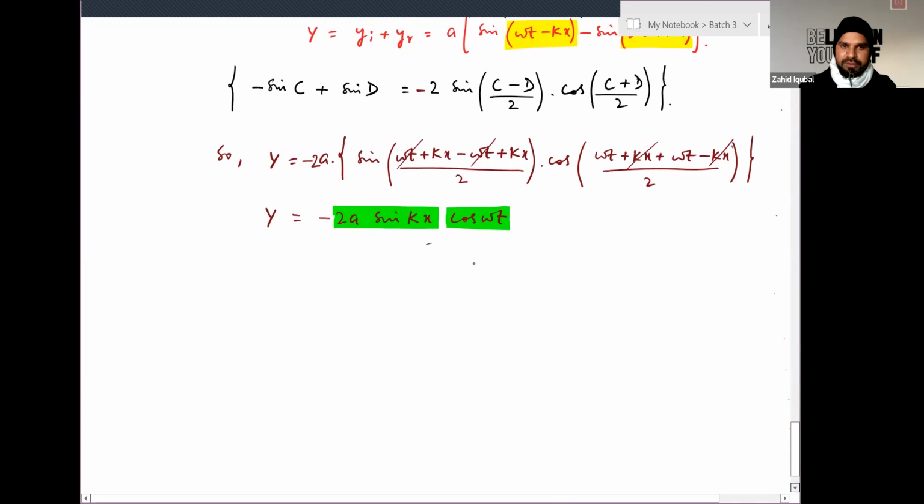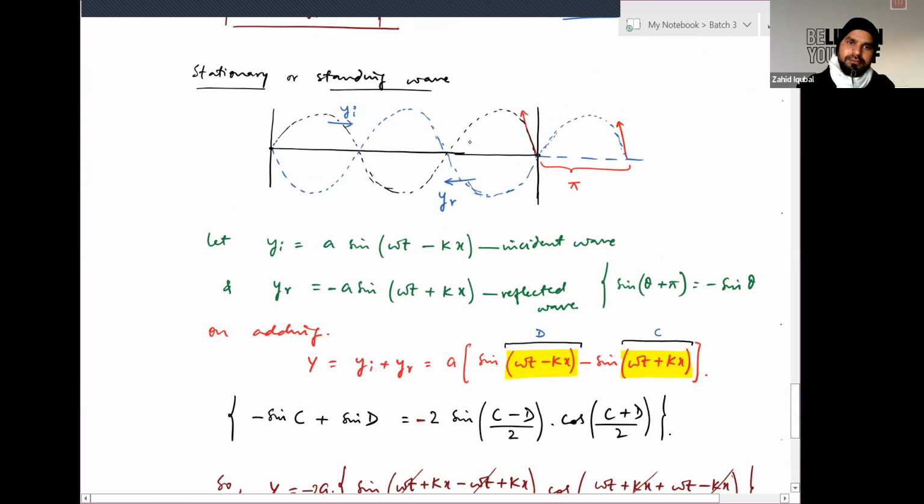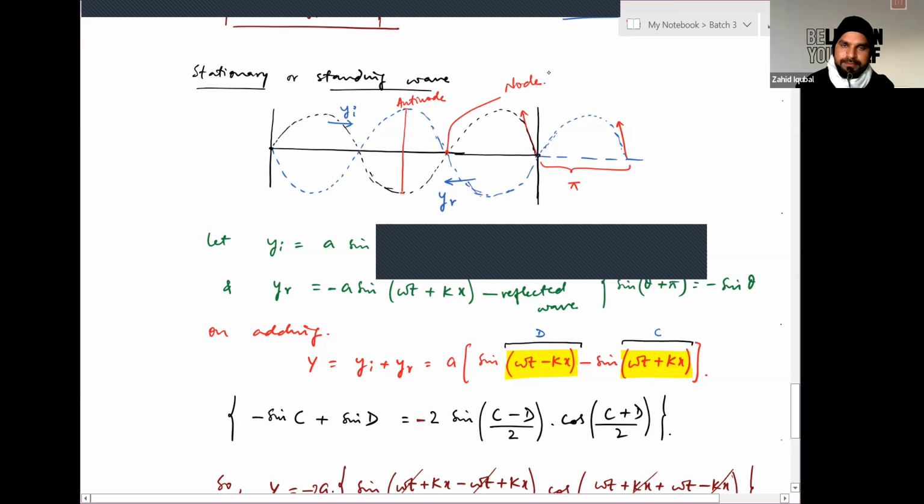Now in this part, we have two different terms. One is time dependent term, that is cos omega t, and the other is x dependent term, that is sine kx. So this particular term will define you two different points. One is called node and the other is called antinode. We have this particular point at which displacement is maximum. So this is called antinode. And this point when displacement is minimum, so this is called node.